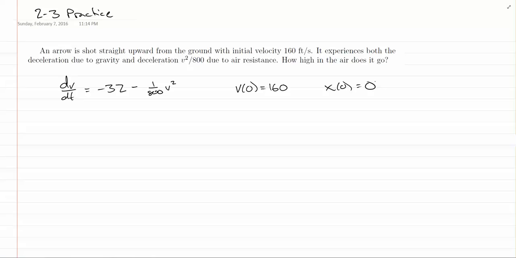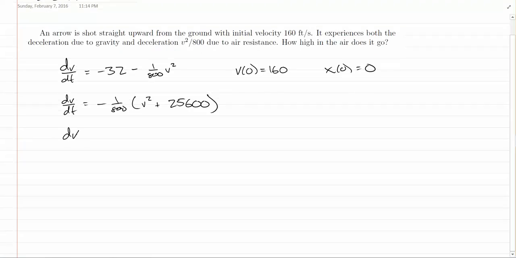Okay, so the first thing we're going to do to solve this, we're going to factor out the negative 1 over 800. If I do that, I'd be left with a positive v squared plus 32 times 800, which is 25,600. Okay, I separate variables. I get all the v's on the left and the dt on the right, and then I integrate.